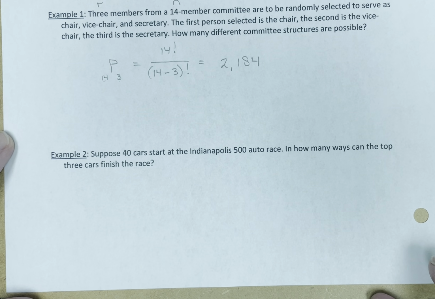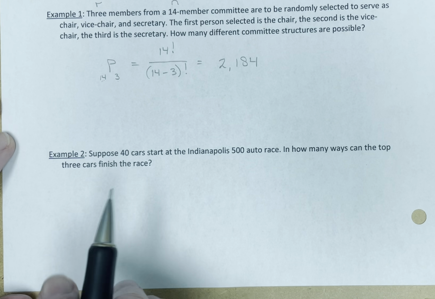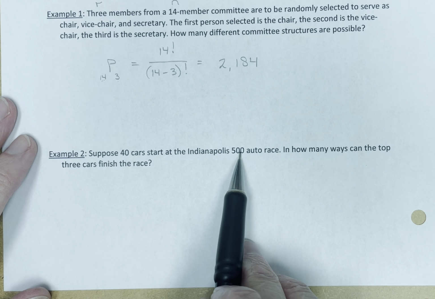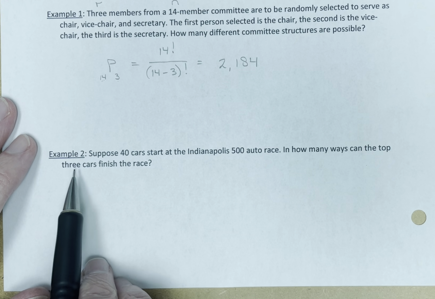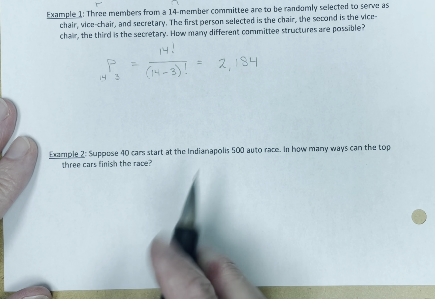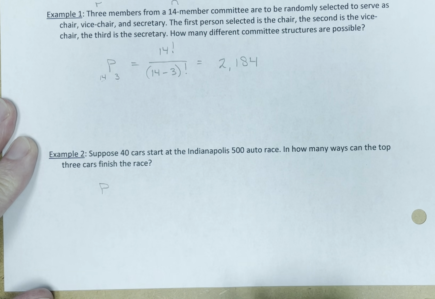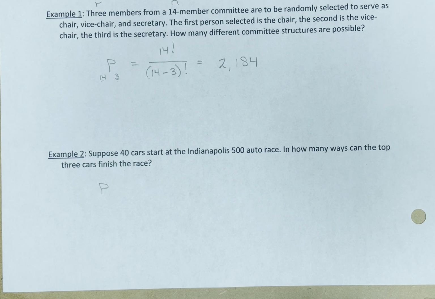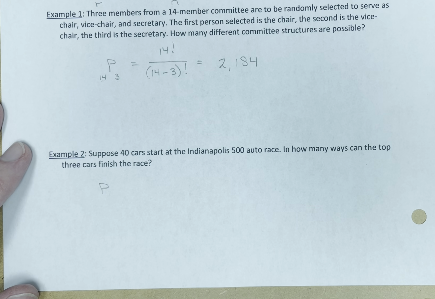The Indy 500. Suppose we got 40 cars starting the Indianapolis 500. In how many ways can the top 3 cars finish the race? Does order matter? Yes, because if you're chosen first, you're the first place finisher. So the order matters here. The order is important, so we're talking about a permutation. If you're finishing first, that means you don't finish second or third. Okay, the top 3 cars, a first place finisher is not going to be a second place finisher or a third place finisher. The order makes a difference.